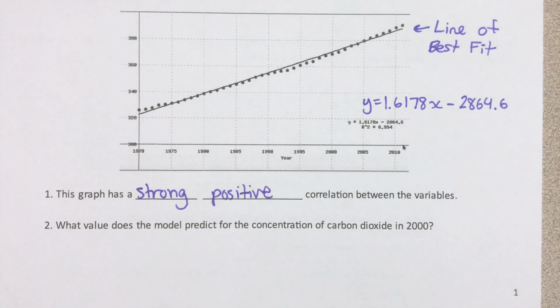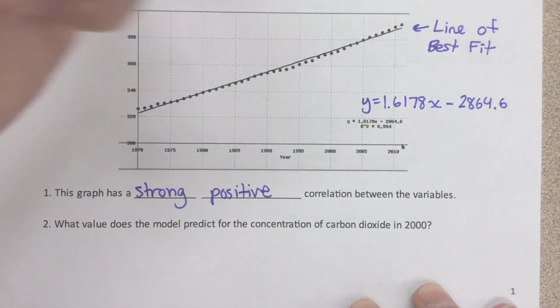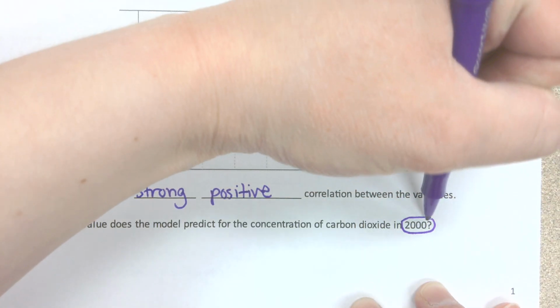Number 2 really gets at the type of problems that you'll expect to see on the SAT. The SAT is really concerned about your ability to read and interpret the data in the scatter plot. Number 2, what value does the model predict for the concentration of carbon dioxide in 2000? So this means 2000 is our x value.